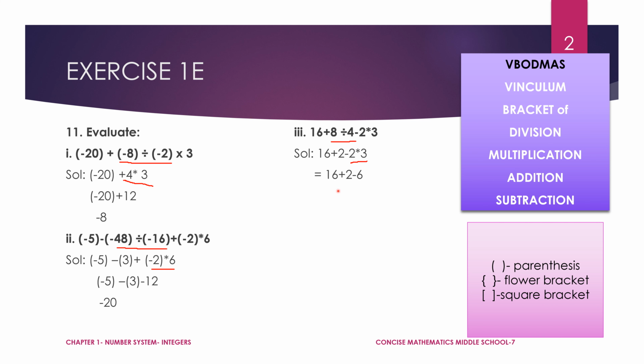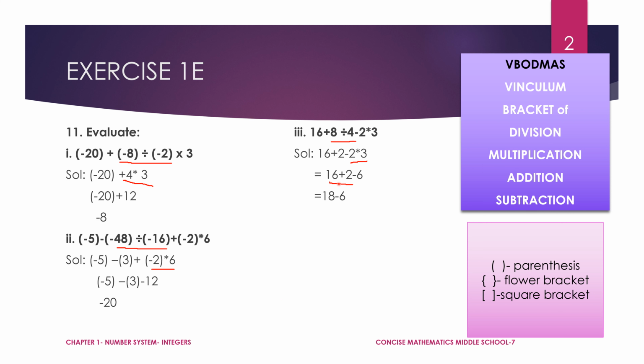16 plus 2 minus 3 2s are 6. Right? So after that, it is the turn of addition. So 16 plus 2 is 18, minus 6. So here you need to do the addition, because after multiplication, you need to check for addition.